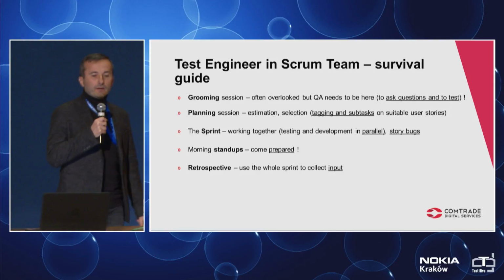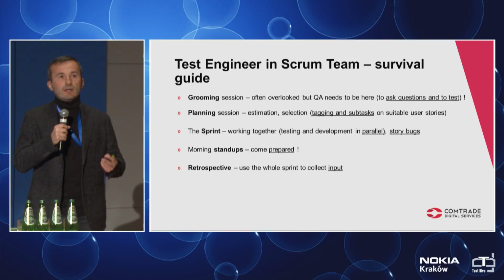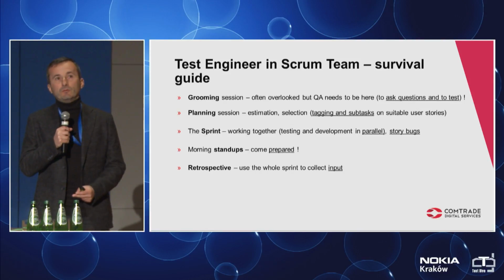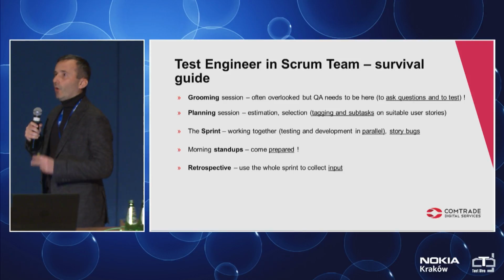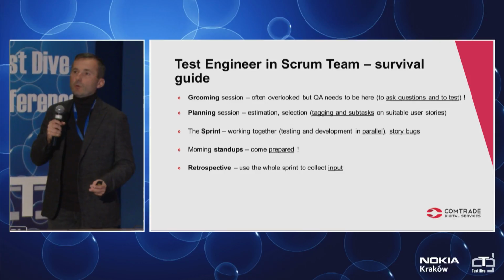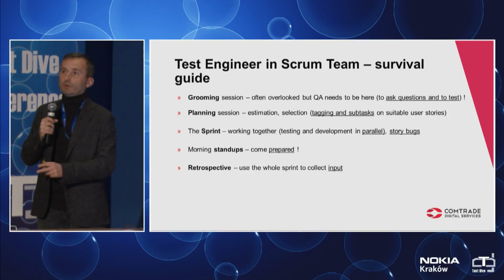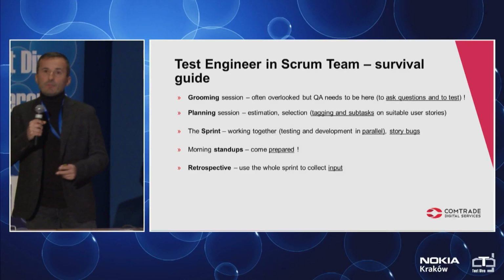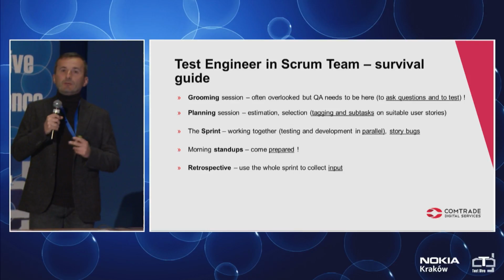Second important session is planning session. This is where you estimate user stories and you decide what will go into the next sprint. What's very helpful is to tag all user stories that are suitable for testing. Tag them with manual QA or auto QA, depending on whether they are going to be tested manually or with automation or both. Just tag them so you will know later that you are expected to test them.